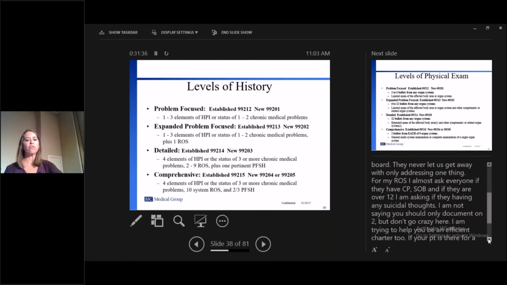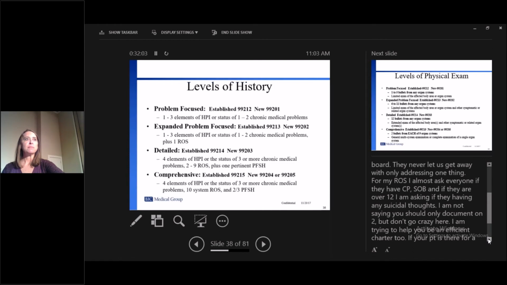So for a 214, you have to have 4 elements of your HPI. Again, that's your knee, right knee, hurt it stepping down from an elevator, stepped off wrong, and it's achy, burning, and it's a 5 out of 10. There you go. There's your 4 elements of your HPI for an acute, or again, status of 3 or more chronic conditions, and they can be stable.